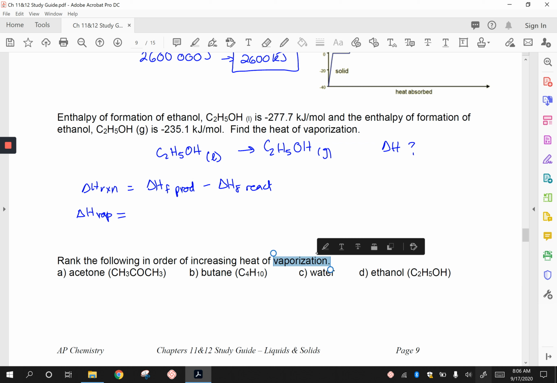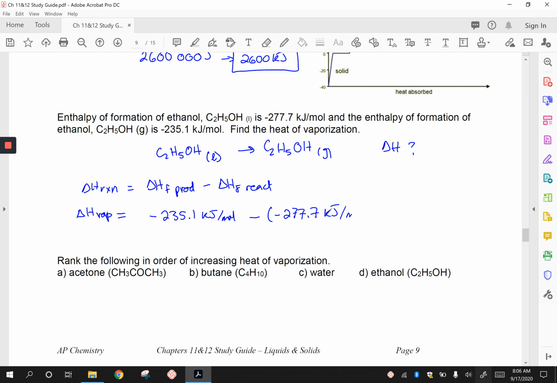My product is the gas, and so the heat of formation of the gas is negative 235.1 kilojoules per mole, minus, and then my reactant is the liquid. It is negative 277.7 kilojoules per mole. And so at the end we get, looks like this number is bigger, so it's going to be a positive value, and it's 42.6 kilojoules per mole.